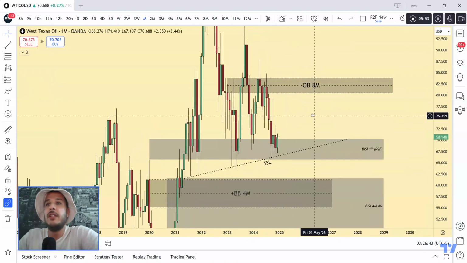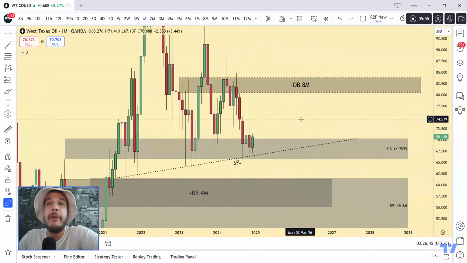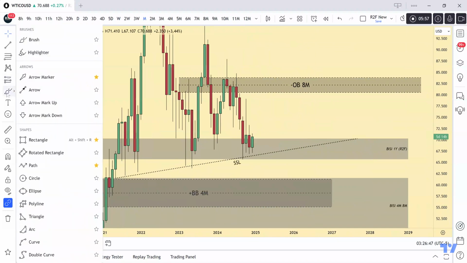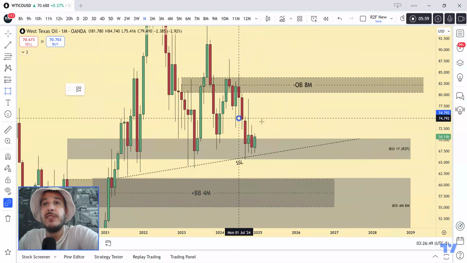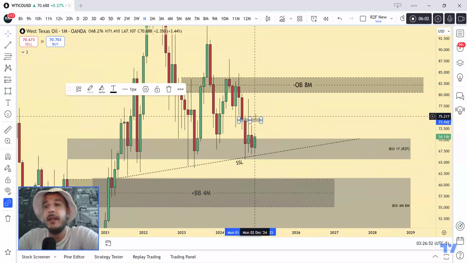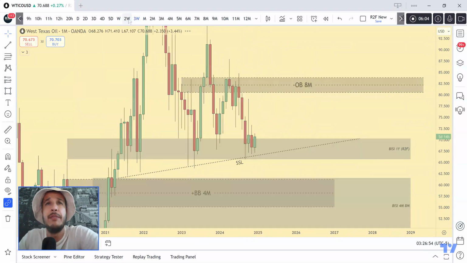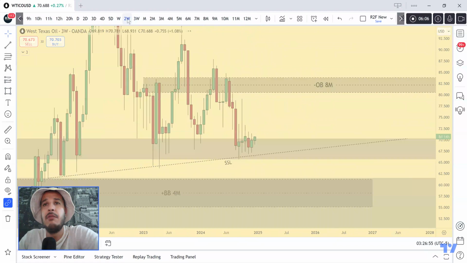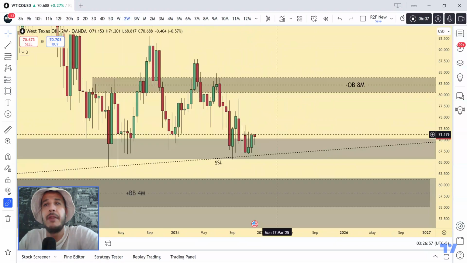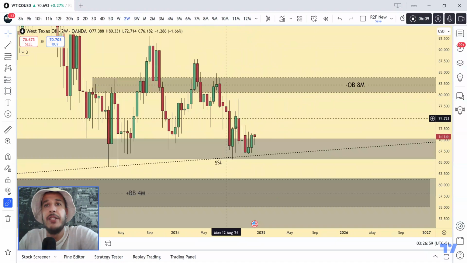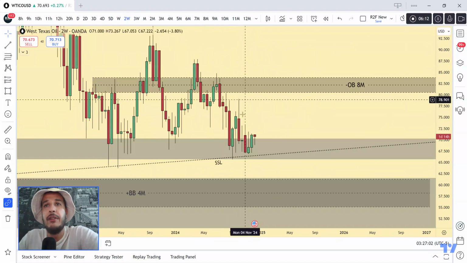Let me remove this. So let's look at the lower time frames on the monthly. There's a gap here. We came into that, and I'm sure there are some more PD arrays, probably on the 3 week, 2 week maybe. Somewhat of an inefficiency here. We came back into it, had a body close, and then moved lower.